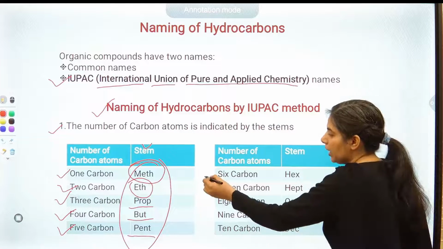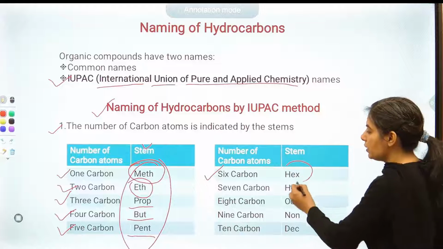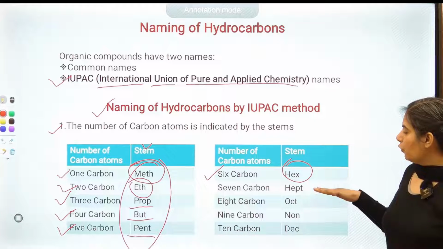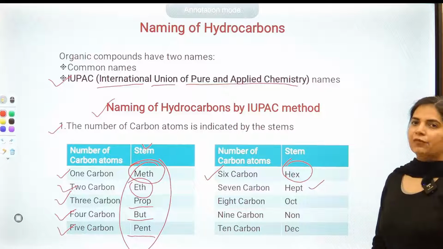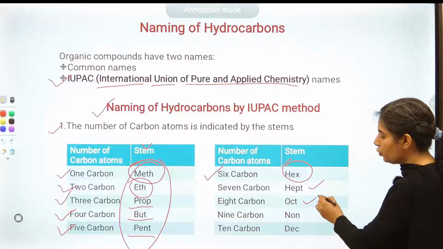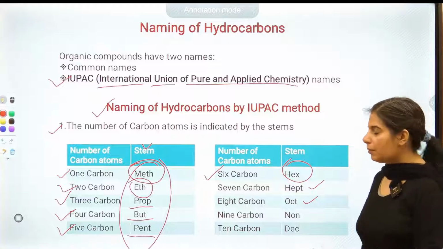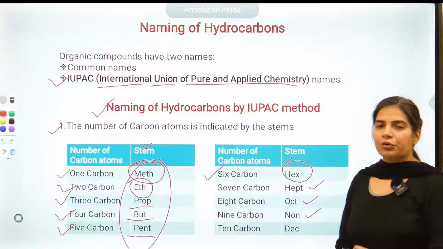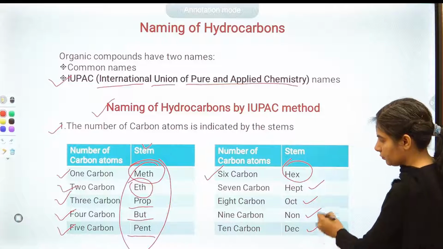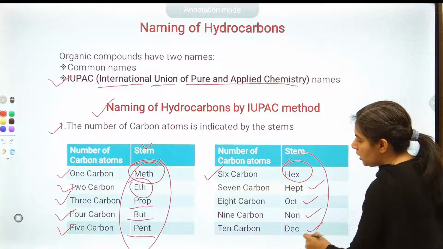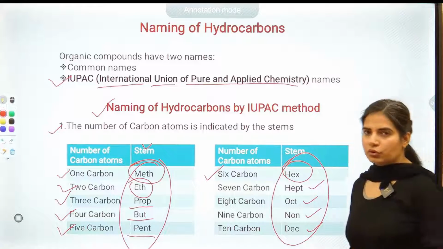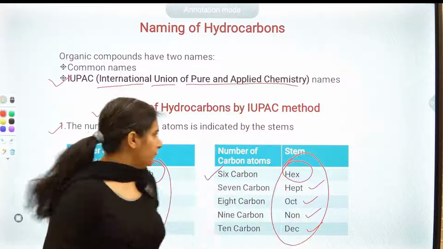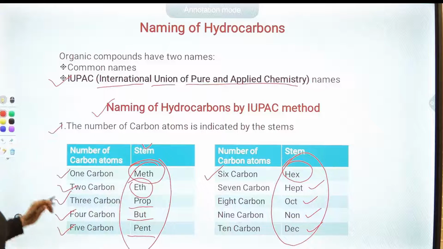And if we have 6 carbons, we will use hex. For 7, we will use hept. For 8, we are going to use oct. For 9 carbons, we will use non. And for 10 carbons, we are going to use dec. Again, these are all the stem portion. Let's see how we can use these stems.